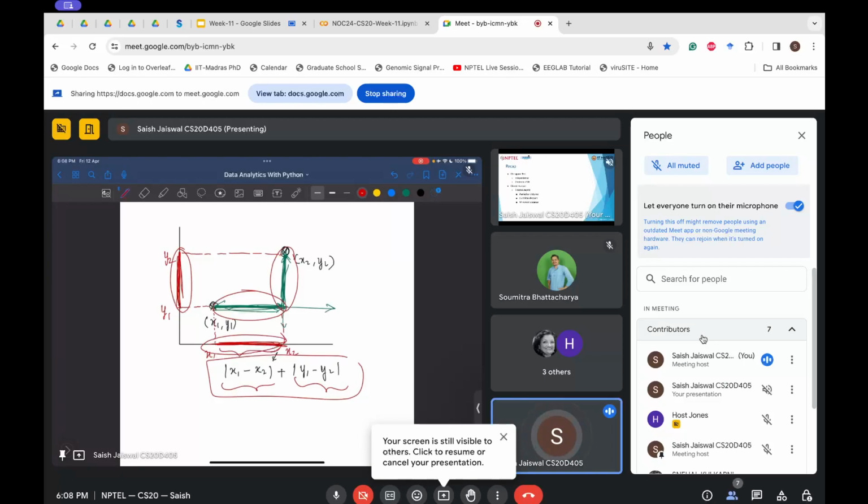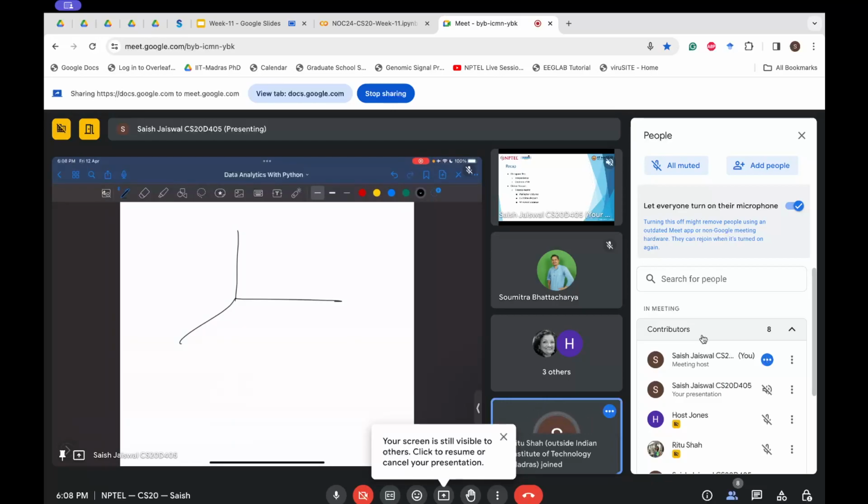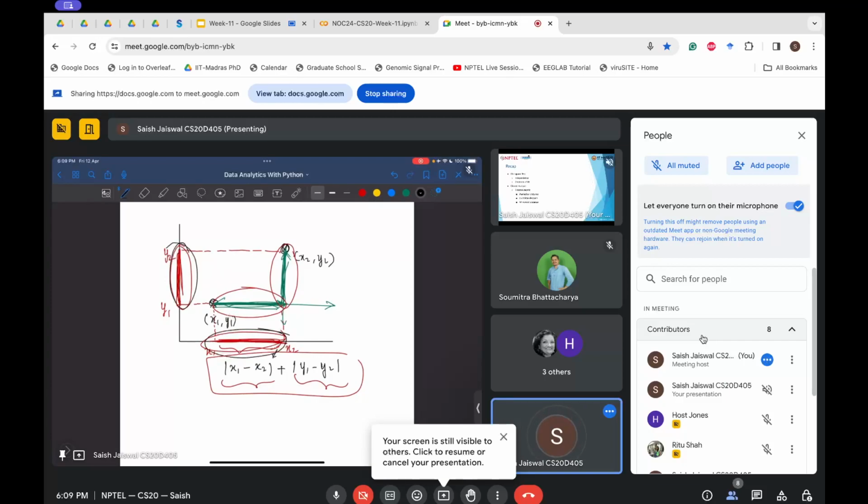Now this was an example in two dimensional space. It can be extended to any dimensional space. Let us see three dimensional space. You have 2 points x1 y1 z1 and x2 y2 z2. So Manhattan distance in this case will be modulus of x1 minus x2 plus modulus of y1 minus y2 plus modulus of z1 minus z2. The same logic applies: you take the x distance, the y distance, and also a z distance, the difference in the z values.